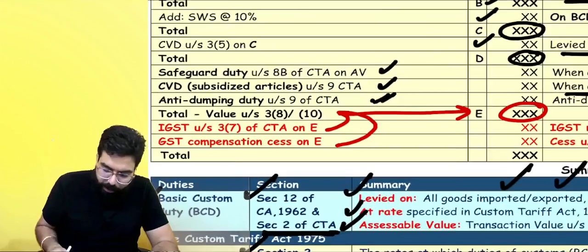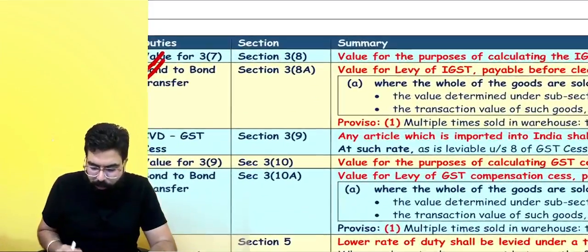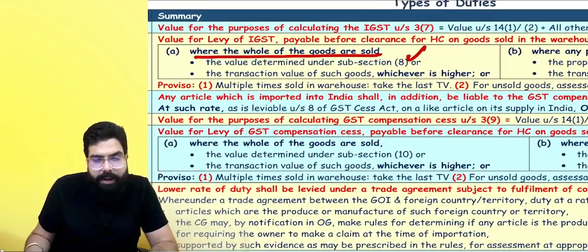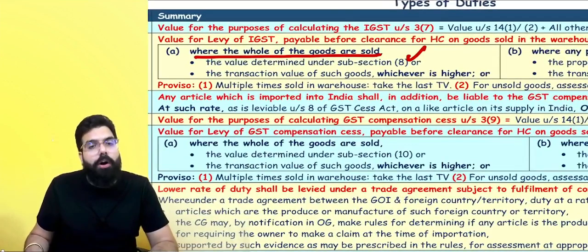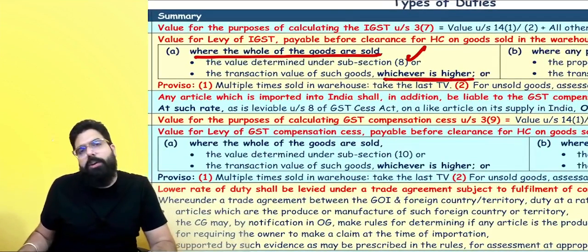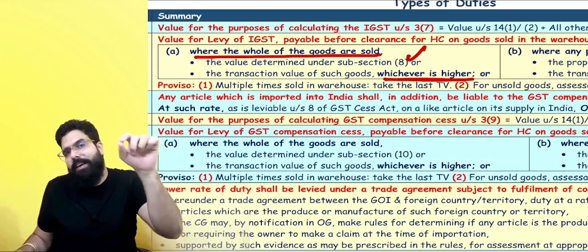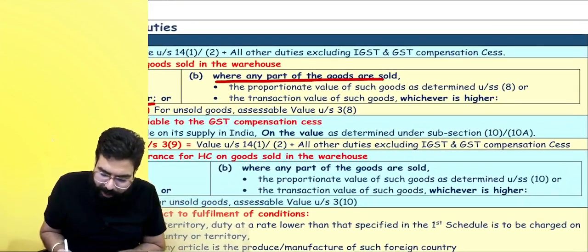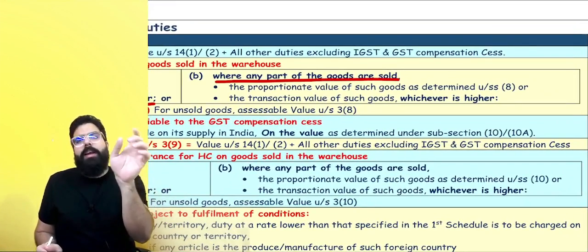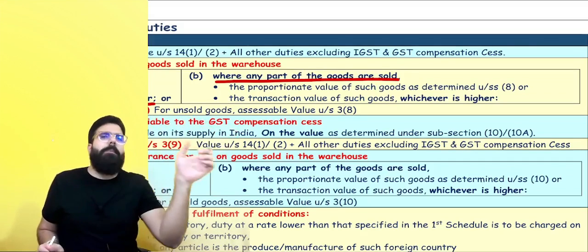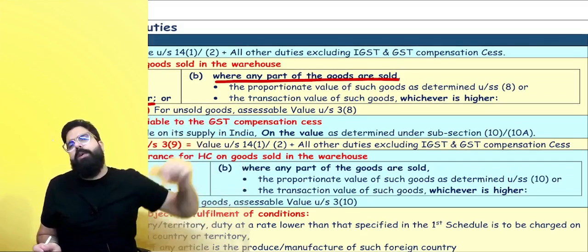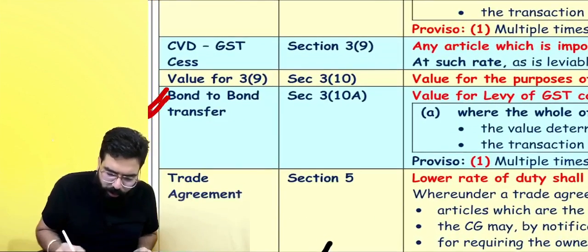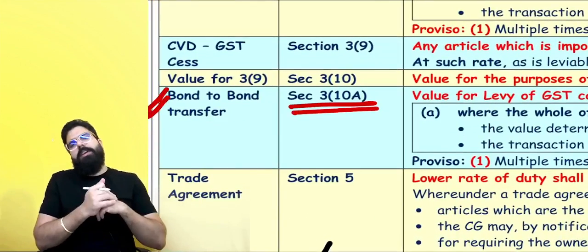7 lakh rupees. Everyone over here, see over here, they are telling in bond to bond transfer case where the whole of the goods are sold, value under section number 38, which we just now learned how to calculate, or the transaction value whichever is higher, on that you have to pay the IGST, or the GST compensation cess also will come on that value. Sir, when the goods are sold in part, only for that part you find out 38 ka value, or that part's transaction value, whichever is higher, you will have to pay IGST. And Baba, GST compensation cess on the bond to bond transfer is told under section number 310A.